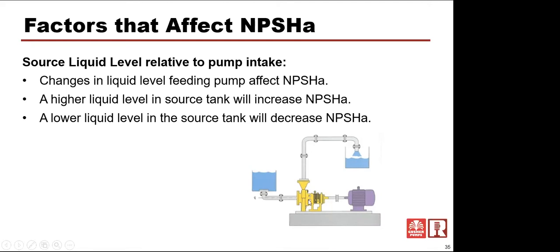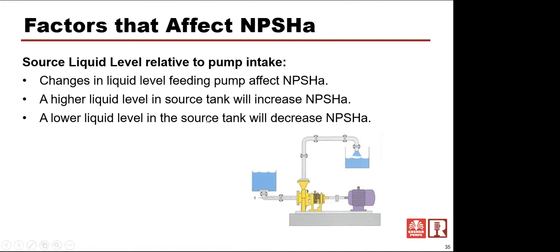If you're talking about a self-priming pump that has the liquid level down here, say 10 feet, you need to subtract that 10 feet of lift from that 25. So now you've only got 15 feet of NPSH available. That atmospheric pressure is still trying to push that water up that pipe column. Okay.